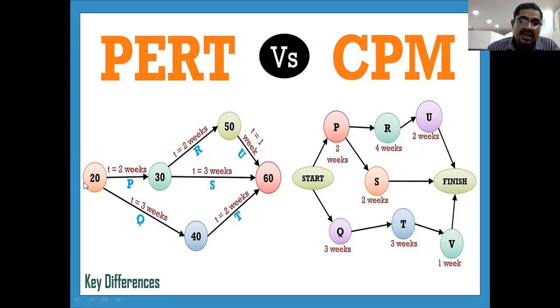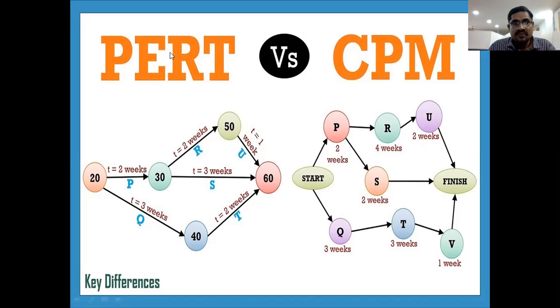So in PERT, it is event-based planning, right? In CPM, activity-based planning. These are the arrows we have, and the arrows are called activities here. So activity-based planning comes under CPM. We can see the PERT and CPM diagrams are similar, but if we observe deeply, we can understand CPM is used for activity-based and PERT is used for event-based planning, right?